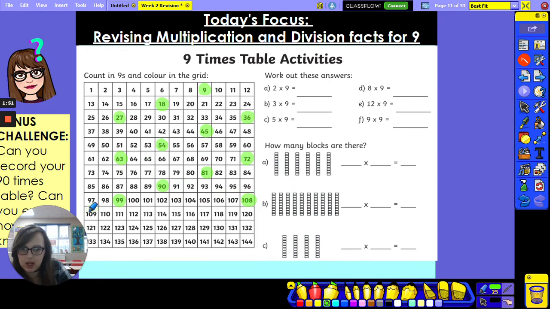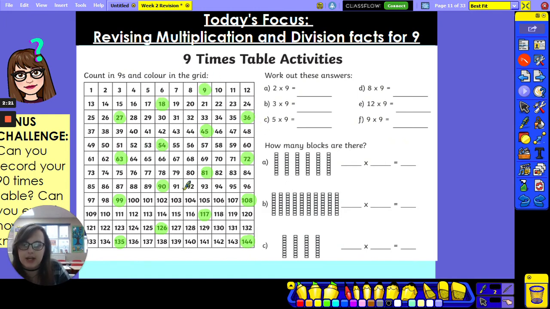going to be 117, then 126, then 135, and 144, which you know is in the 12 times table as well. Okay, so you can see there is a bit of a repeating pattern going on here for each of our 9s.